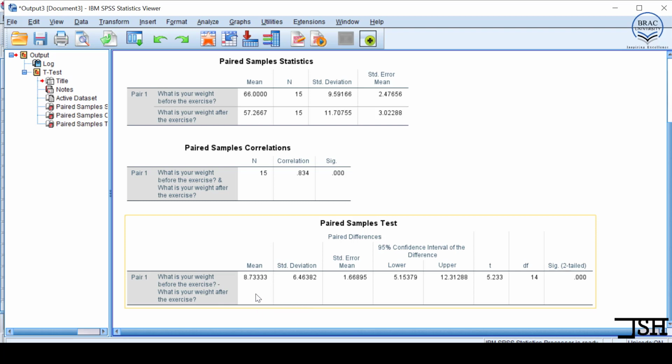So yes, from these tables, we have got two important pieces of information. Number one, the difference between the two means, and number two, the p-value. So we know that the difference between the two means is 8.73, and also the weight before the exercise was higher than weight after, and from the p-value we found out that yes, the difference that we got is statistically significant. So we are done here.